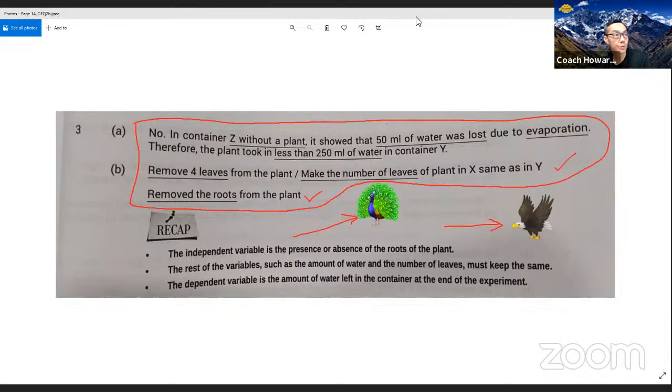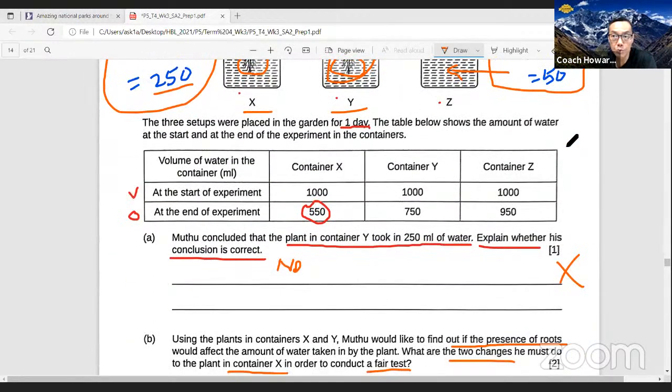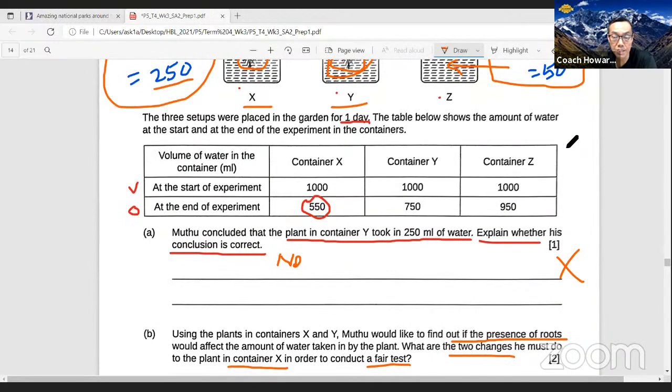Okay. So we come back to the question here once again. This is called the experimental design questions, and many of such questions will appear in your P5 SA2 as well as the next year 2022 PSLE science examinations.